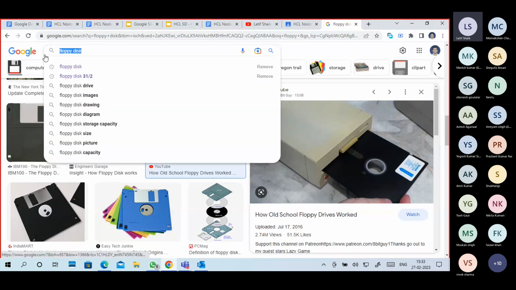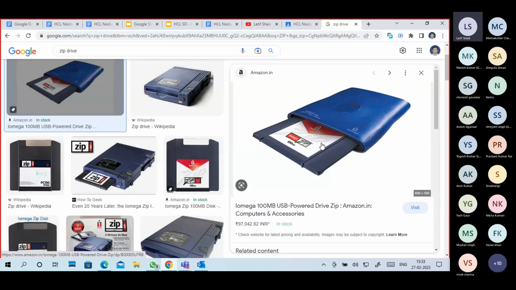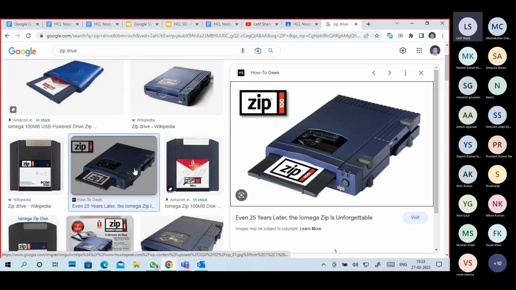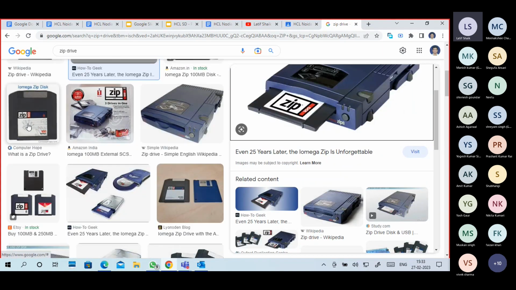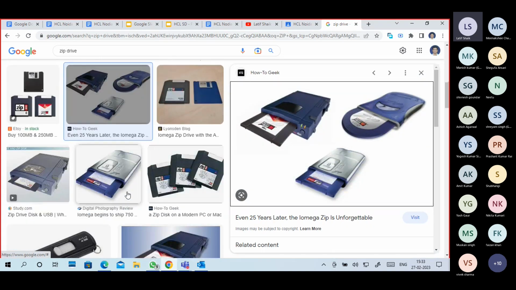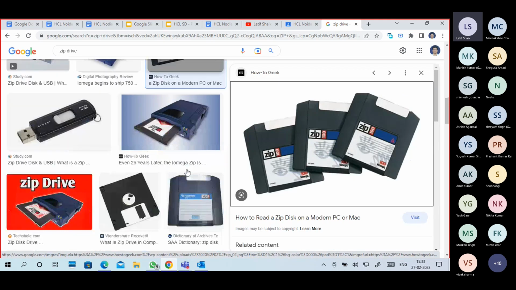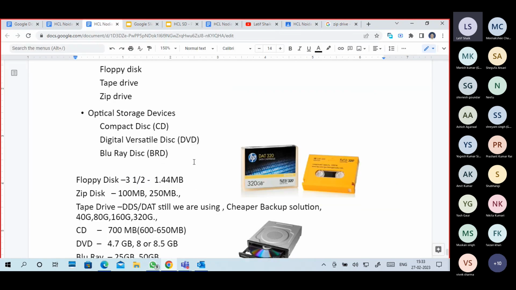Next one is the zip drive. A zip drive is also the same as a floppy disk, but it can store more, around 100 MB. This is the drive where we can insert this floppy-like zip storage card. Usually it is used to move mass storage, higher storage data, from one place to another, for restoring backup files, and at booting and system installation time.